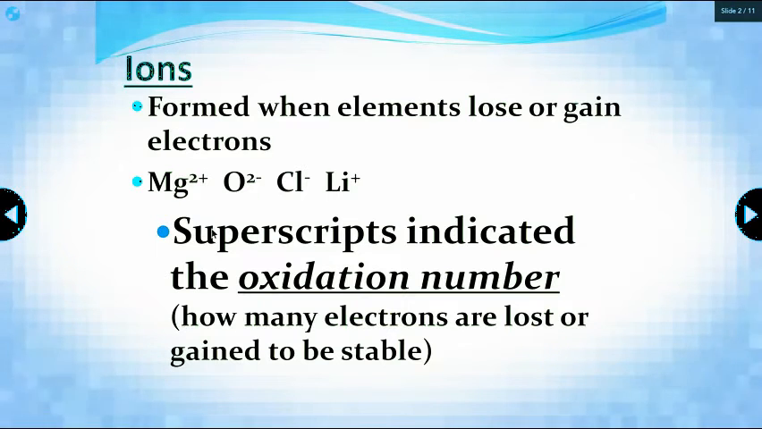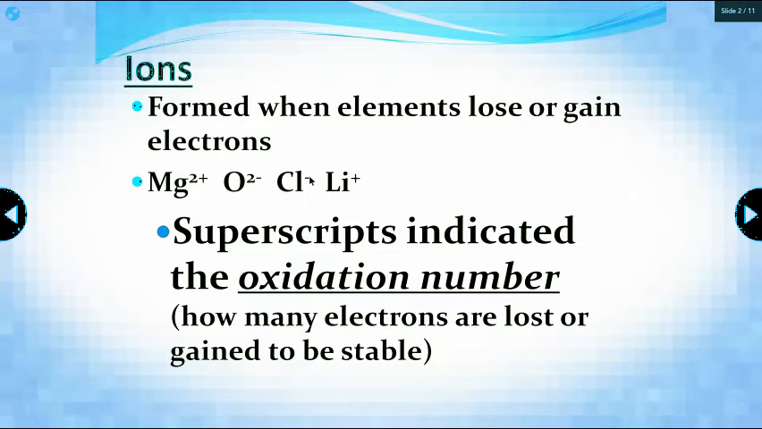So the superscripts are going to tell us what the oxidation number is. And so this oxidation number up here is how many electrons are either lost, so that's going to be a positive cation, or gained, so that's going to be a negative anion, in order to become stable. And they want to become like the noble gases. So that's why magnesium will lose 2 electrons, because then it'll go from having 2 valence electrons to 8 valence electrons. That's why oxygen will gain 2 electrons, so that it goes from 6 to 8 valence electrons, because the noble gases have 8 valence electrons.